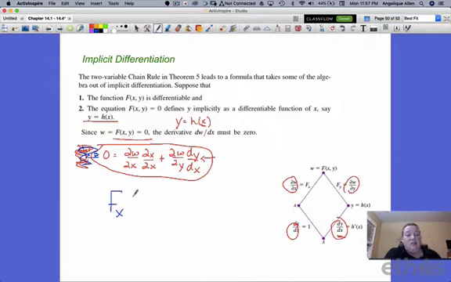And dx dx is just 1, so we don't need that, times 1. Partial with respect to y, and then dy dx. That's the right-hand side. This is still just 0.